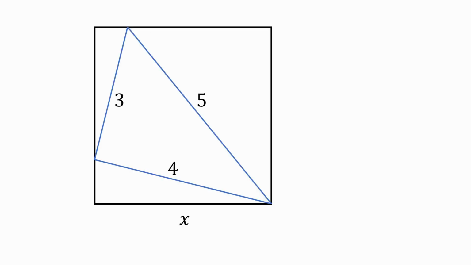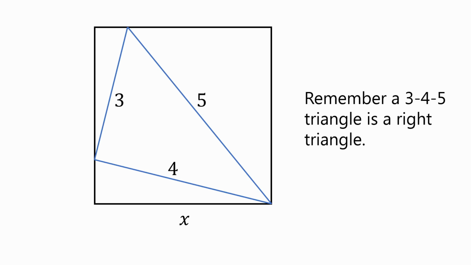First, notice that the triangle has lengths of 3, 4, and 5, and that means it's a right triangle. The angle between the sides of 3 and 4 will be a right angle and measures 90 degrees.